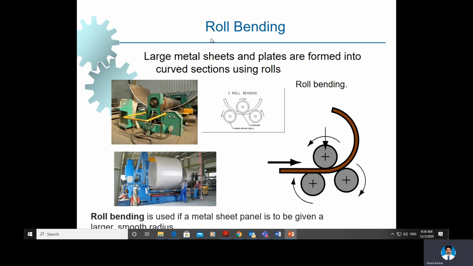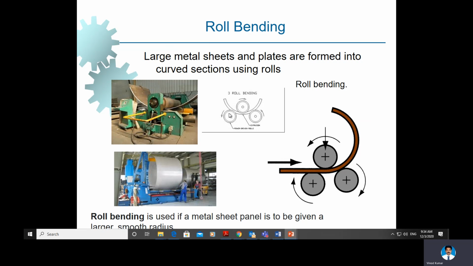Now, the next process is a roll bending process. In roll bending process, three rollers are used, as you could see here, three rollers. The upper roll applies a downward force, and it is supported by the two rolls on the other side. They rotate in opposite directions. So it is similar to a bending operation, and we use rollers for that. The necessary compressive force is exerted by the upper roll, and hence the material bends.